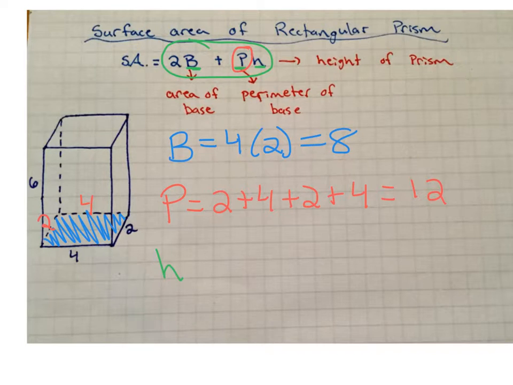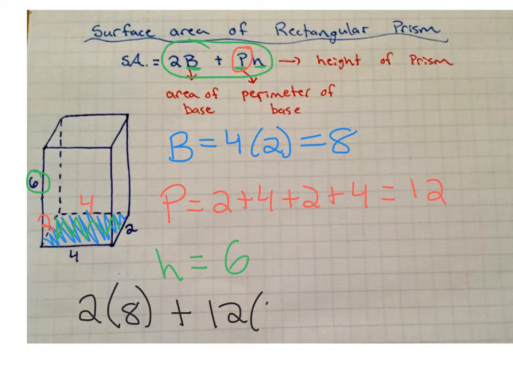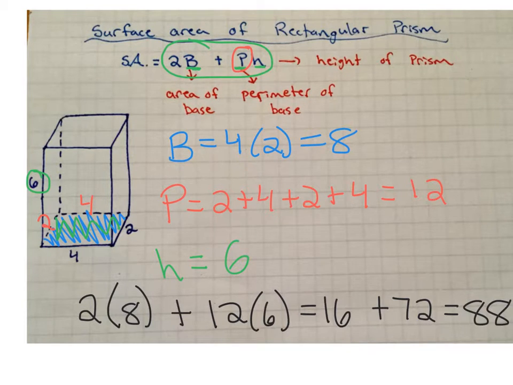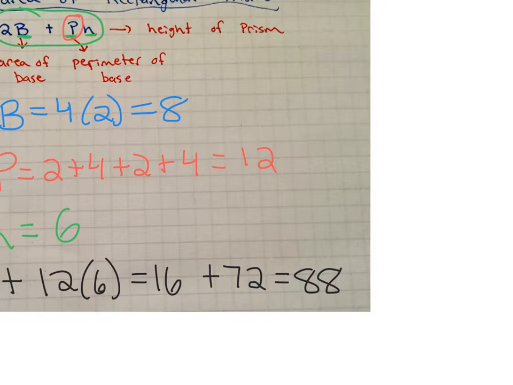And then the height of the prism is basically the number that you didn't use for your base. So the height is 6. So if we just plug all of those things into our formula, 2 times the area of the base is 8, plus the perimeter 12, times the height 6. Alright, so 2 times 8 is 16, plus 12 times 6 is 72, and 16 plus 72 is 88. So 88 units squared.